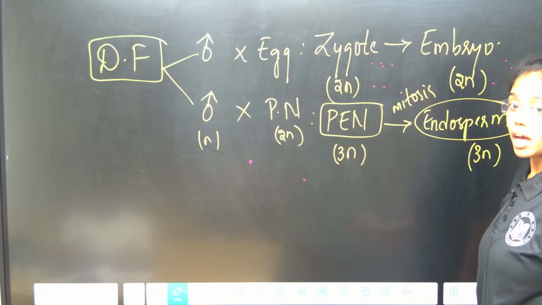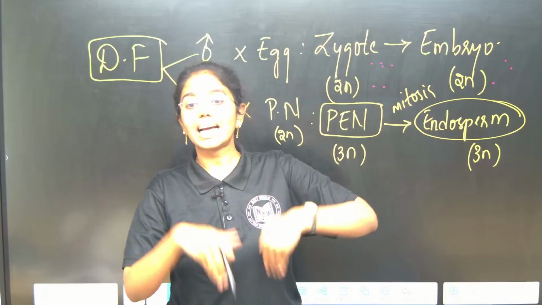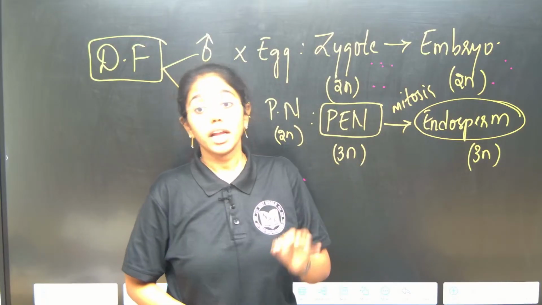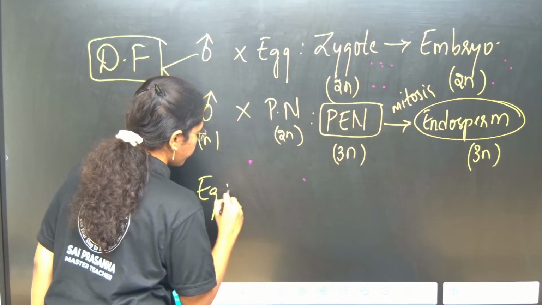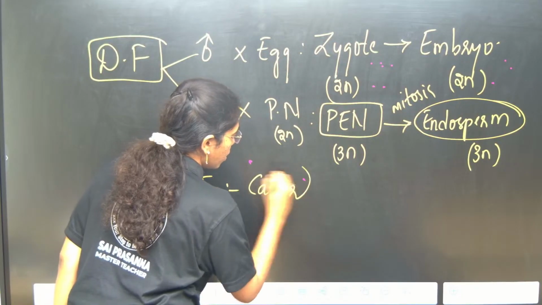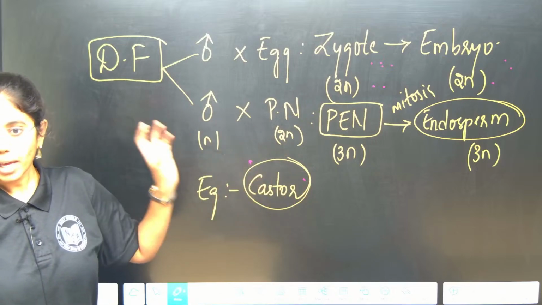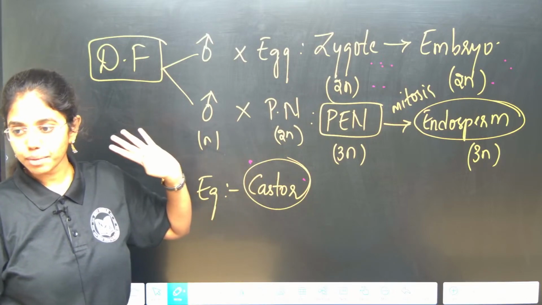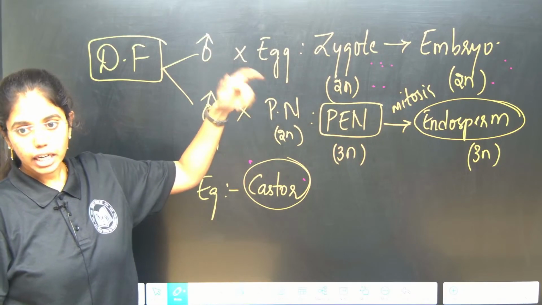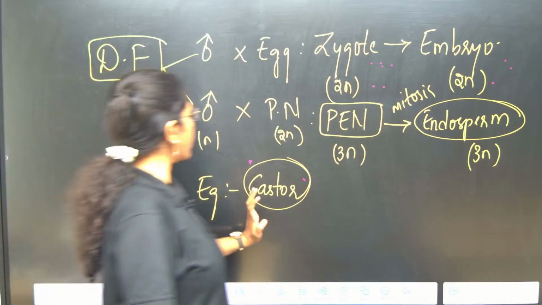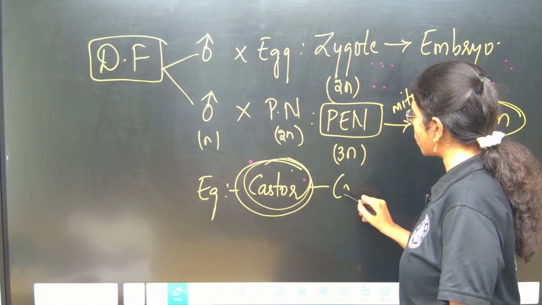Triploid endosperm. In most of the dicot seeds, this endosperm is completely consumed at the time of seed germination. Very rarely, for example castor, the endosperm is still persistent in the seed. Endosperm is not completely utilized at the time of seed germination or for embryo development. So here this castor is having endosperm, from which we get castor oil.